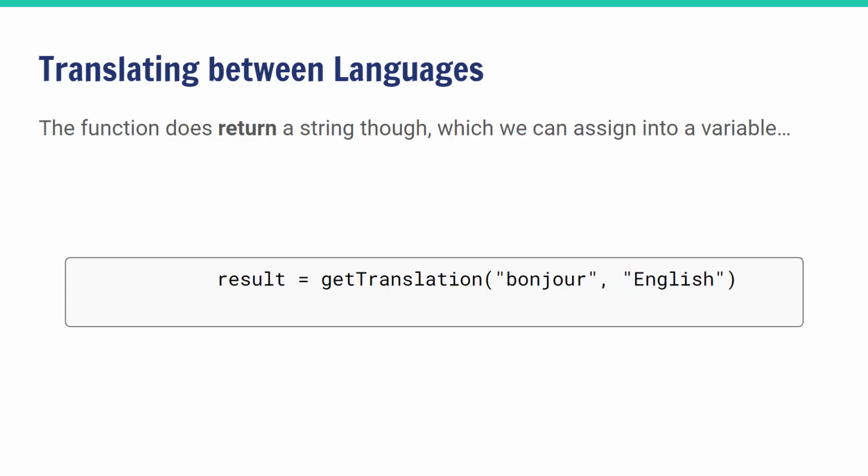The getTranslation function does also return a string, so remember returning means it gives back a result. That means you can put the function on the right-hand side of the equal sign and it will give you an answer that you can then put back into a variable on the left-hand side.